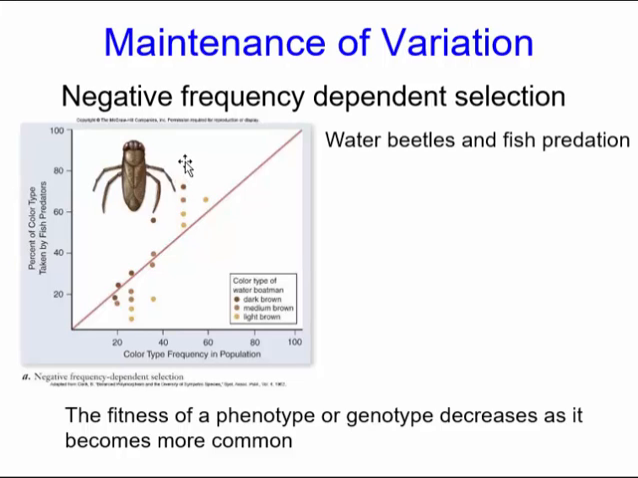They're not going after the oddballs like we saw in the last example. They're going after the ones that are most common, which is a good strategy, right? Because if you go after the ones that are most common, you get good at catching those. That's great because there's lots of them. And so that benefits the beetles that are rare. So if you're a light brown beetle and the fish are going after the dark brown beetles, your relative fitness could increase because predation pressure has dropped down.